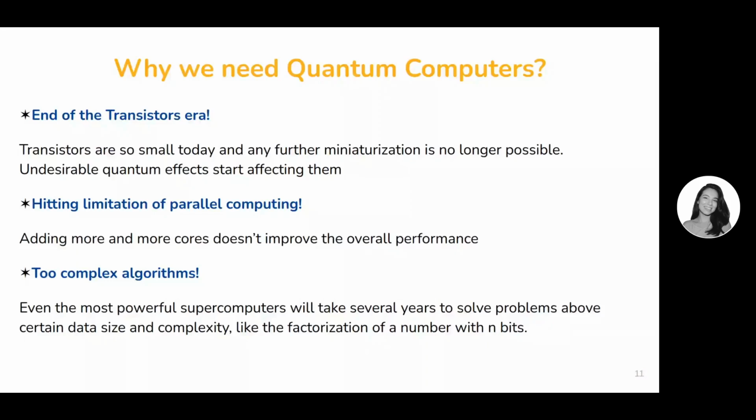And time, as I said, is a very important factor, especially in some industries or some technologies or some research areas. Then we would need results in a very reasonable time. So this means that even the most powerful supercomputers will take several years to solve problems above certain data size and complexity. For example, the factorization of a number with n bits, n being very, very large. We can conclude that we will need quantum computers at the next stage of technology development.